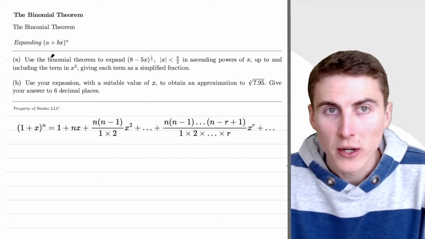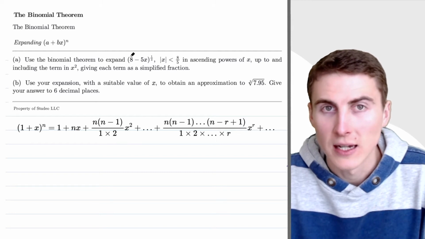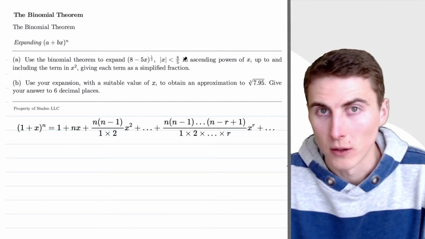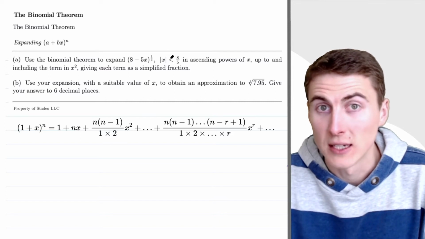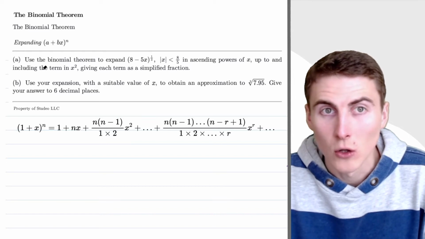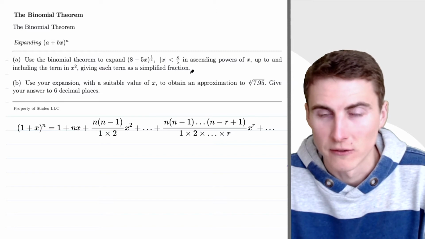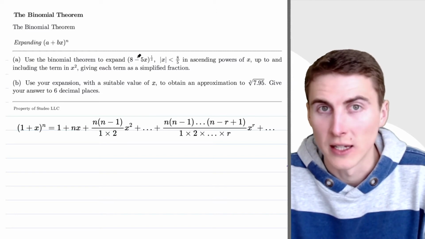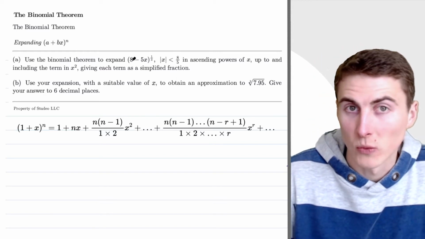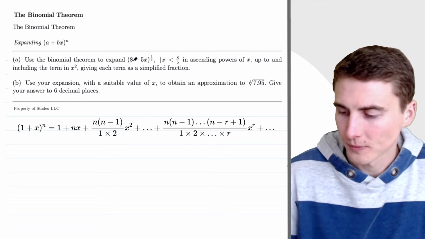It says, use the binomial theorem to expand (8 minus 5x) to the power of a third, where the modulus of x is less than 8/5, in ascending powers of x up to and including the term in x squared, giving each term as a simplified fraction. So basically just saying, expand this up to this x squared. But first of all, we're going to have to modify it so that we change this 8 into a 1.